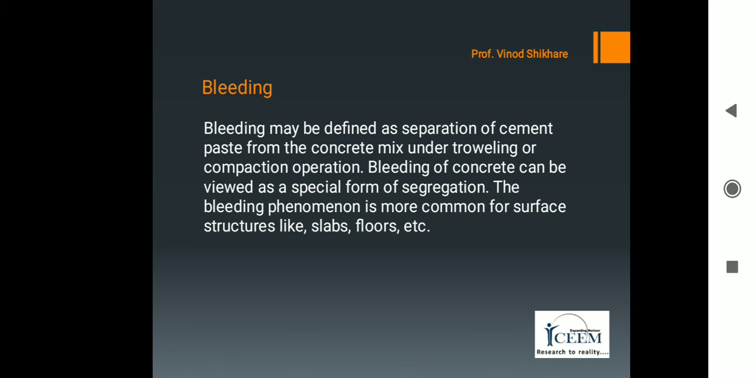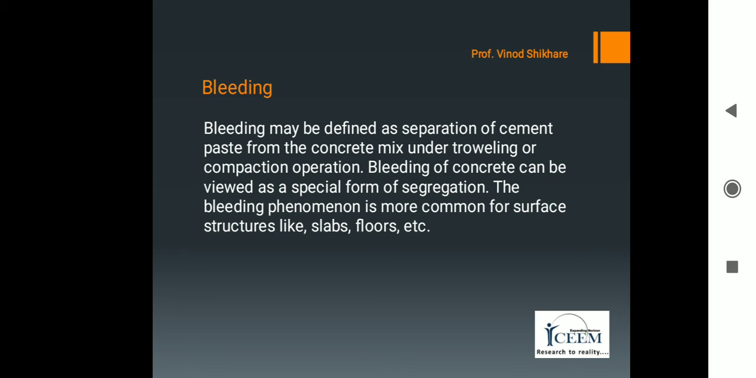Due to bleeding, the cement paste comes out of the surface of the concrete member, leaving the rest of the concrete mass with lack of cement and water. As a result, the permeability of concrete increases and the strength and durability of concrete reduces. The cement paste which comes out at the surface forms a layer and is popularly known as laitance. It causes more shrinkage cracks.